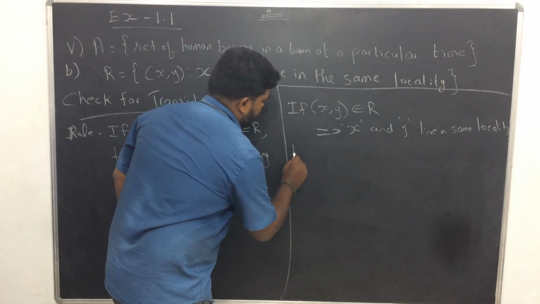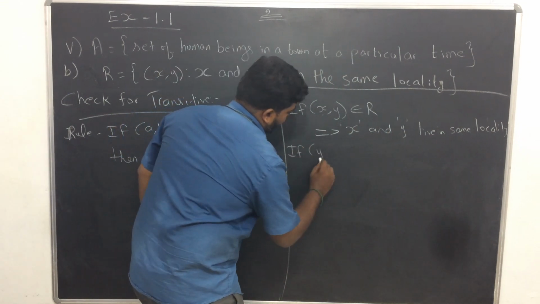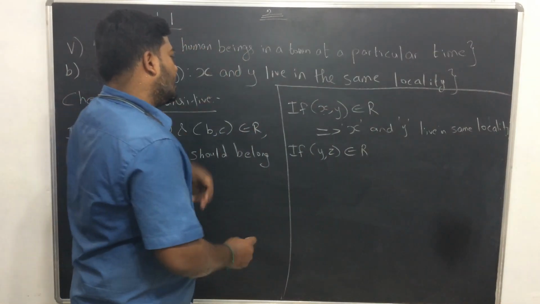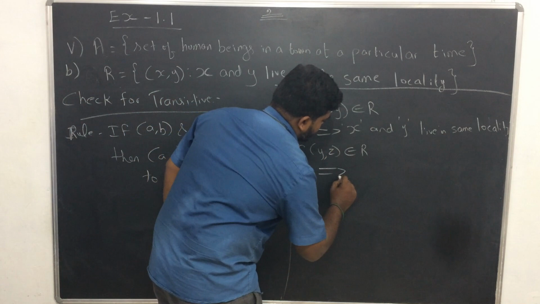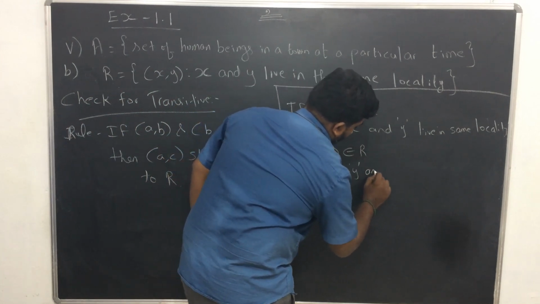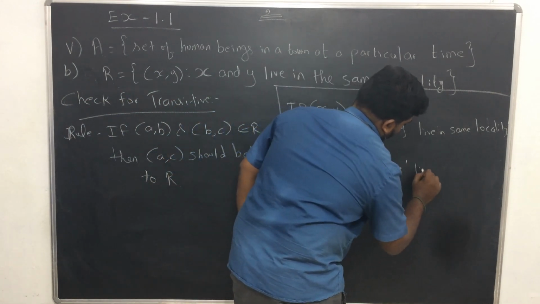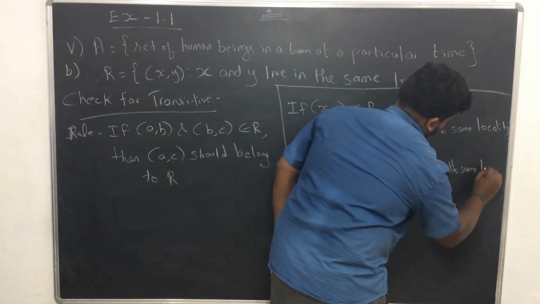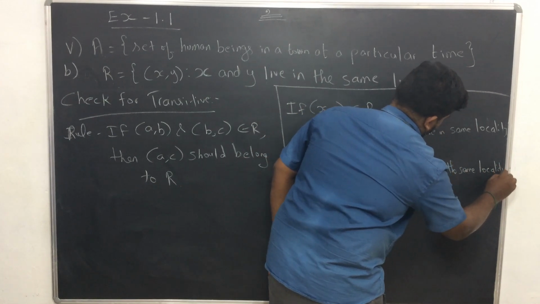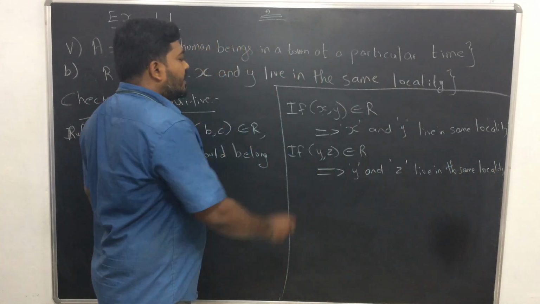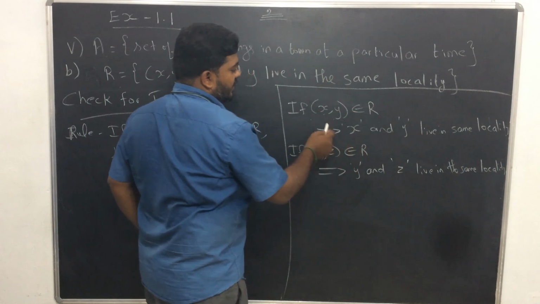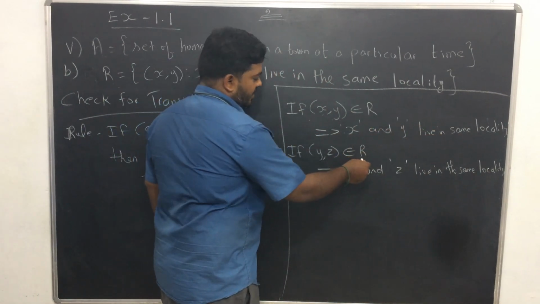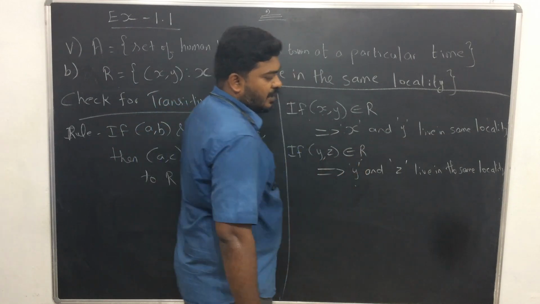Understood? Now, if y comma z belongs to R, then what does it imply? It implies that y and z live in the same locality. Right? So, I am taking x comma y to be in the relation, then it means that x and y live in the same locality, and I am assuming y comma z to be in the relation, which means y and z live in the same locality.